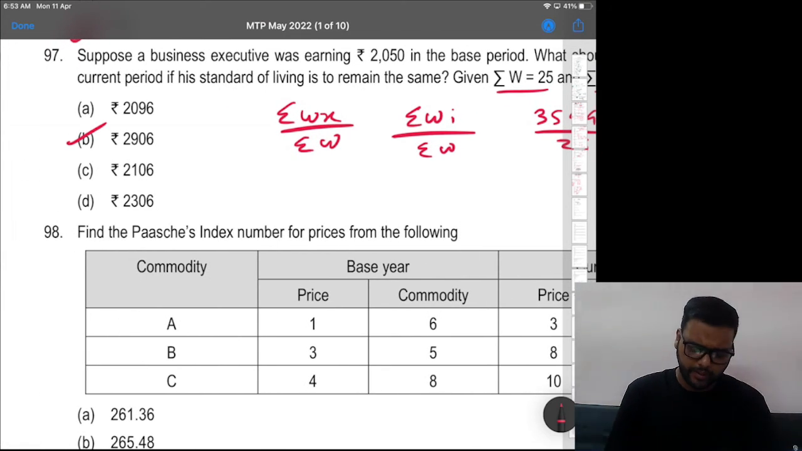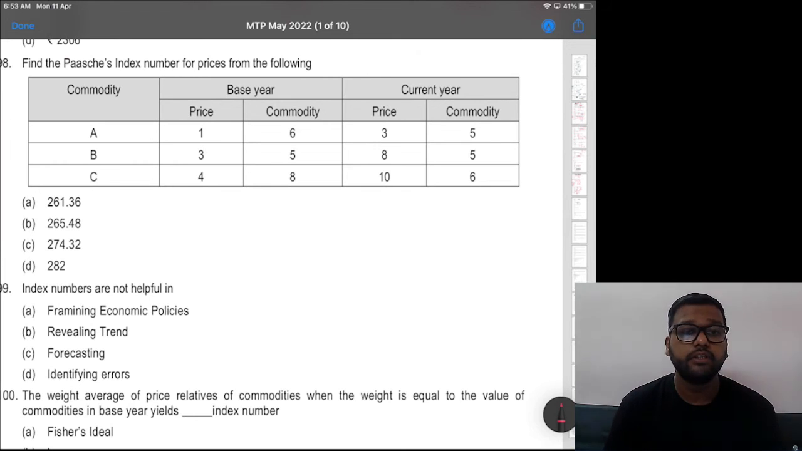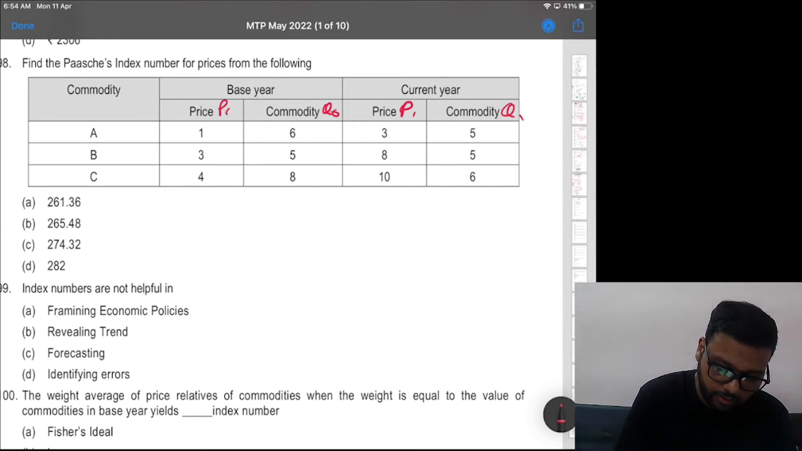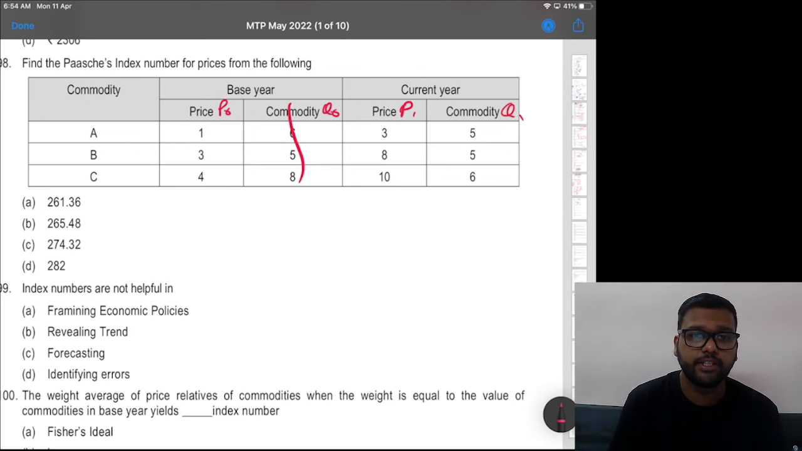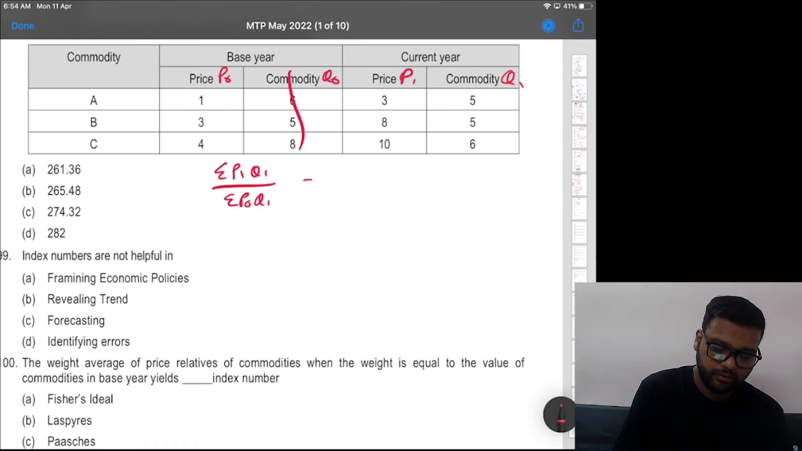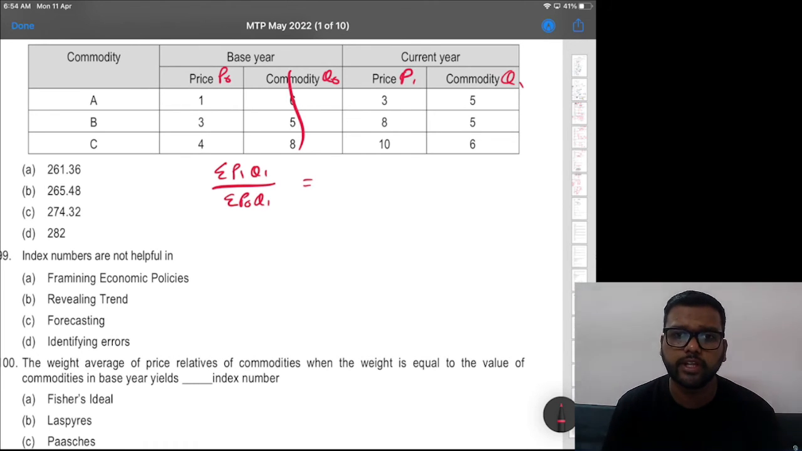98, find the past year's index number. In the past year's index number, the current year quantity is the weight. So this is Q1, this is P1, this is Q0, this is P0. Q0 is not useful to us for the past year's index number. The formula for the past year's index number will be summation P1 Q1 upon summation P0 Q1, into 100. So let's do it on the calculator.